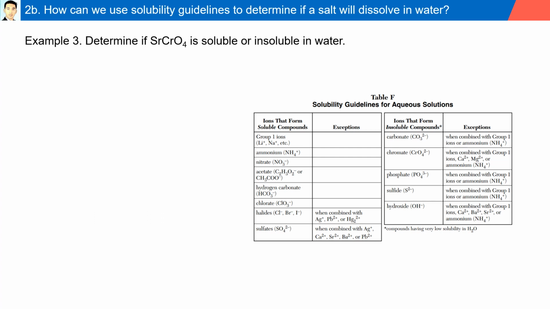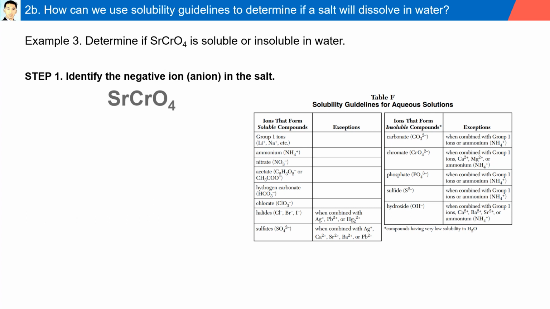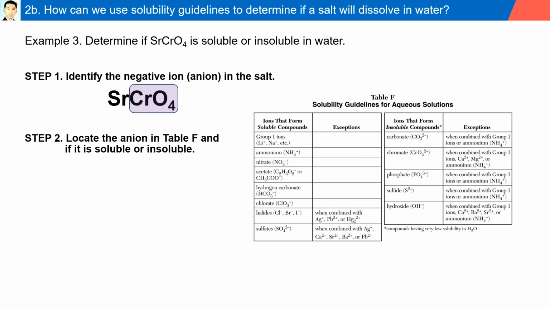Example 3. Determine if SrCrO4 is soluble or insoluble in water. Step 1. Identify the negative ion in the salt. Here it is CrO4. Step 2. Locate the negative ion in Reference Table F and determine if it is soluble or insoluble. Here we recognize that it is insoluble.